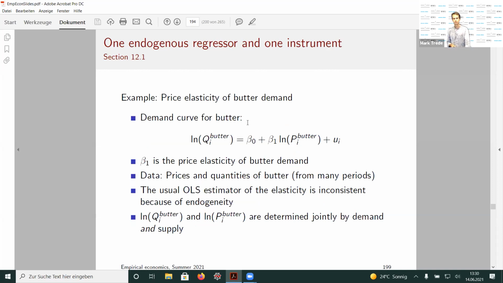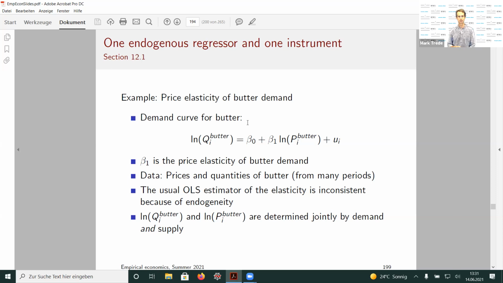All right, there's one classic example. That's the example where this approach to estimation was introduced for the first time in, I think, 1928, so 93 years ago. And that was a simple question. They asked themselves, how can we estimate the price elasticity of the butter demand?